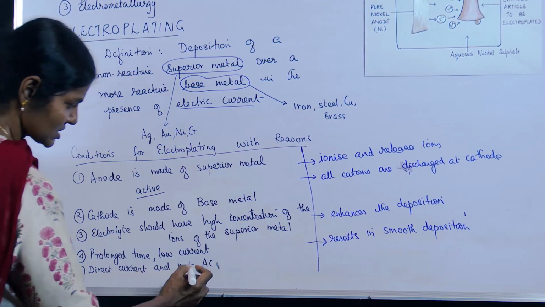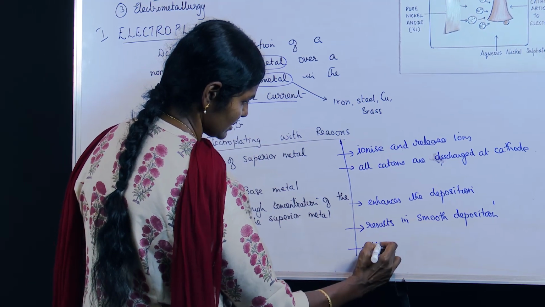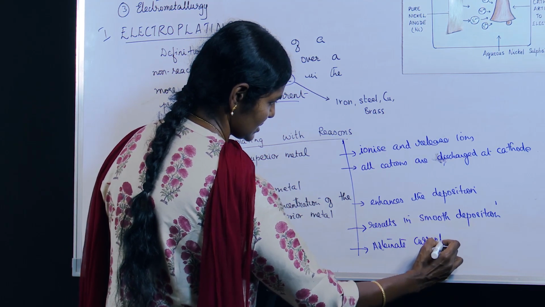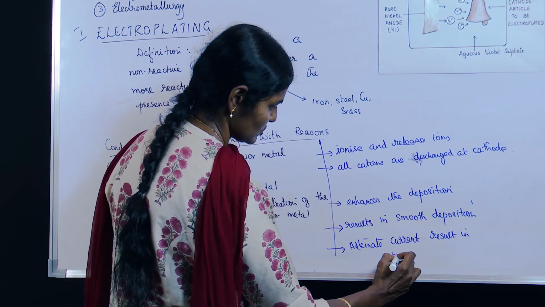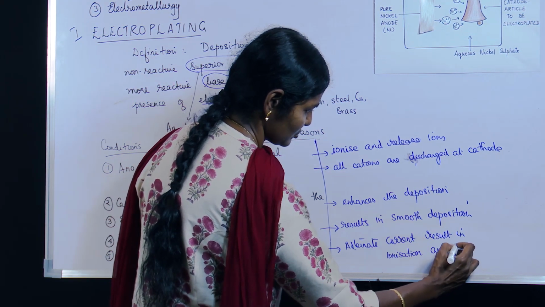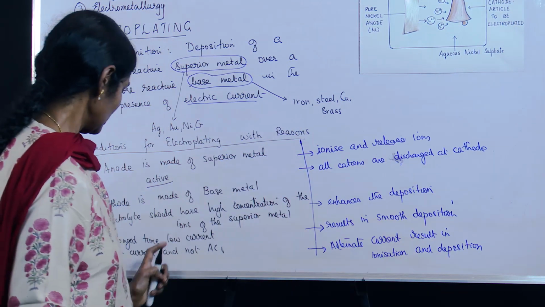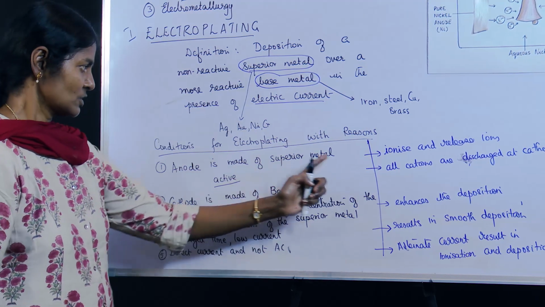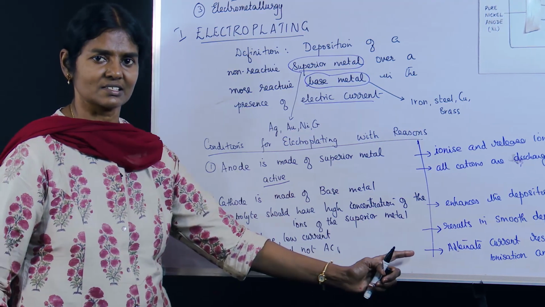Direct and not AC, because AC or alternate current would result in ionization and deposition. So what will happen? It will get ionized, it will get deposited, it will get ionized, it will get deposited. Ultimately, it's not going to go anywhere. So that's what will happen if direct current is not used and alternate current is used. So these are the conditions and the reasons that we have.